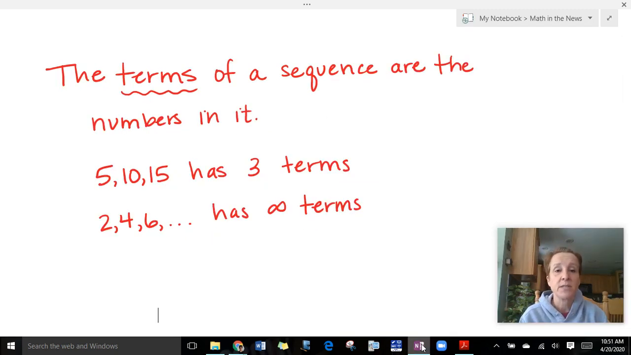The terms of a sequence are the numbers listed in it. So when we look at the sequence 5, 10, 15, we can say it has 3 terms. 2, 4, 6 has infinite terms.